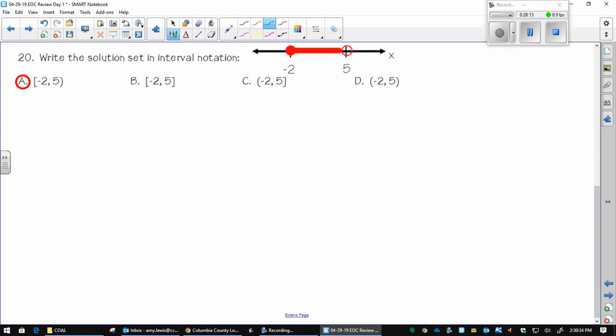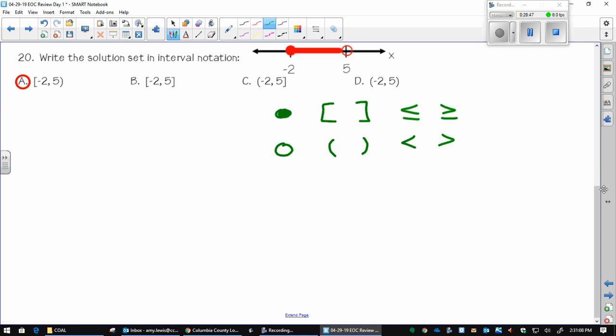Okay, so number 20 is another inequality. And remember that if we have a closed circle, that means we're going to translate that into square brackets, or we're going to translate that into an equal sign on our inequalities. If we have an open circle, then that means that we are going to translate that to parentheses and just a regular inequality, strictly less than or strictly greater than.